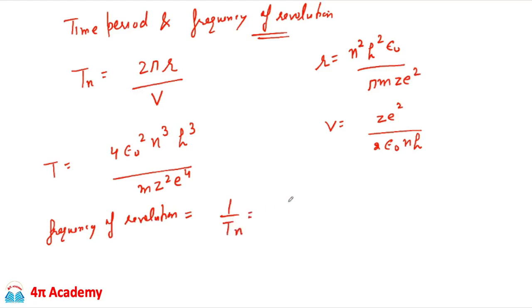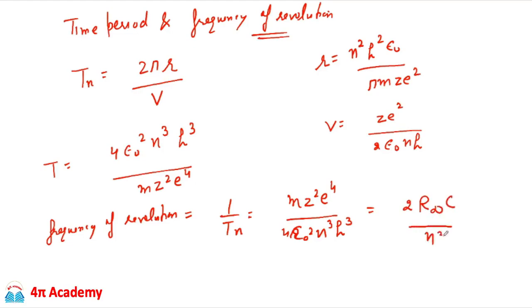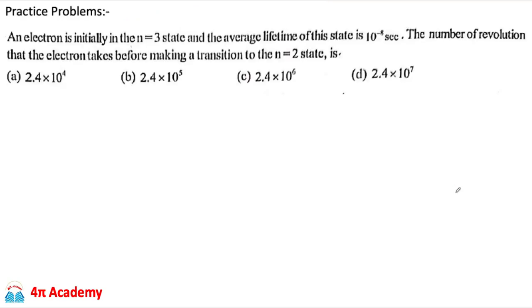So that is the inverse of the time period, m z square e raised to power 4 over 4 epsilon naught square n cube h cube, and we know the Rydberg constant, so this equation comes out to be 2 R infinity, that is our Rydberg constant, divided by n cube. So this is the frequency of revolution of the electron in a particular orbit. This is also a very important relation in order to find the time period or the frequency of the electron for a particular orbit. So related to these two discussions, we will solve some numerical problems.